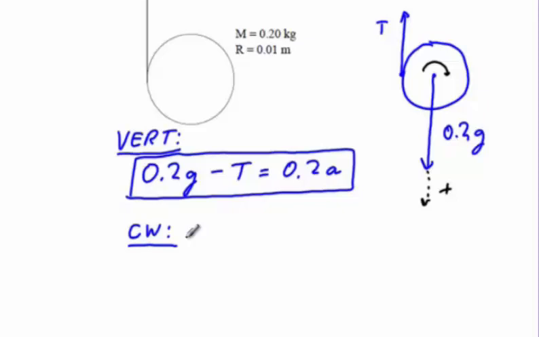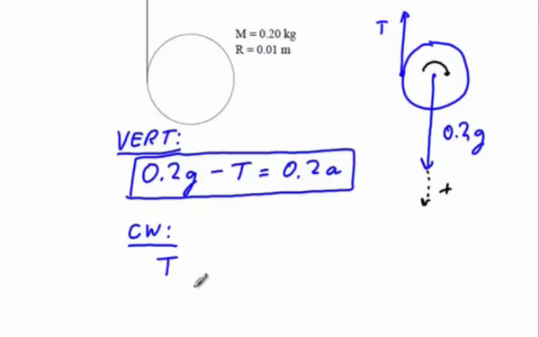Think about that for a moment. If the string were not there, and you dropped the yo-yo, it would not spin on its way down either clockwise or counterclockwise. It is the string that is responsible for spinning the object. And therefore, the tension is the one force that creates a torque in this problem.